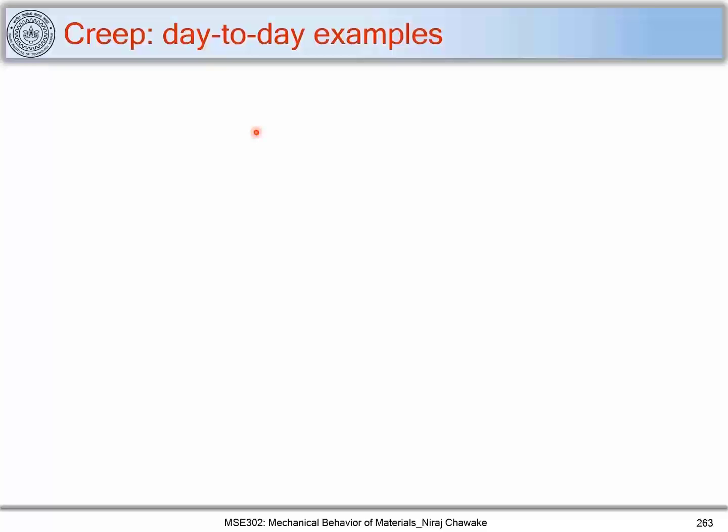Now we'll be dealing with one of the important deformation mechanisms, that is creep. Before going into creep deformation, let's try to understand it using some day-to-day examples. Let me give some examples to you why creep deformation becomes important in our lives.